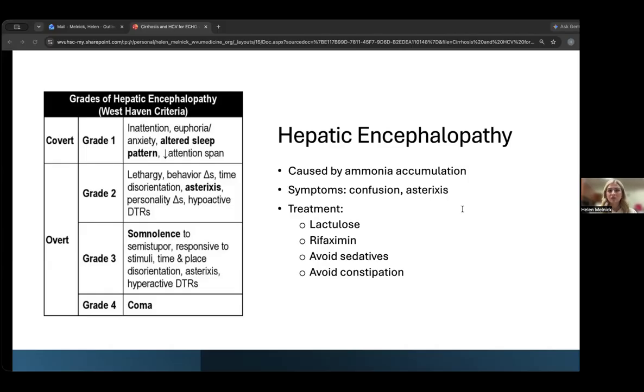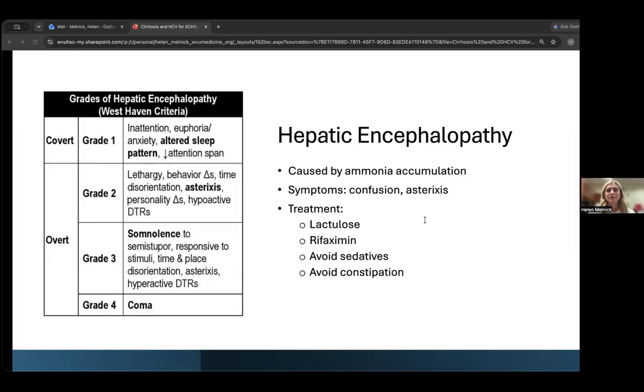So lactulose is first line, titrated to 2 to 3 soft bowel stools per day. We often talk about the Bristol stool scale on here because I also work in GI. They really need to be soft. Should not be straining. We should be completely avoiding constipation in these patients.